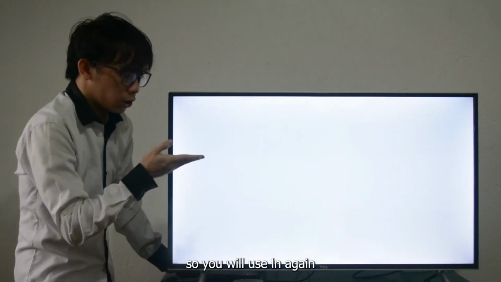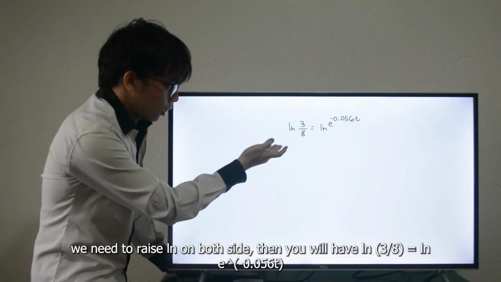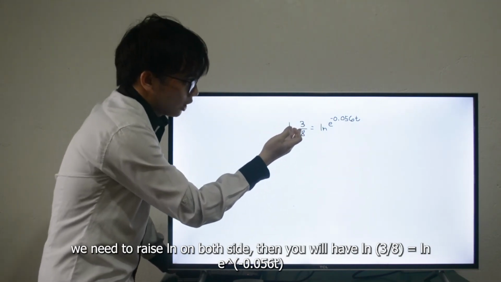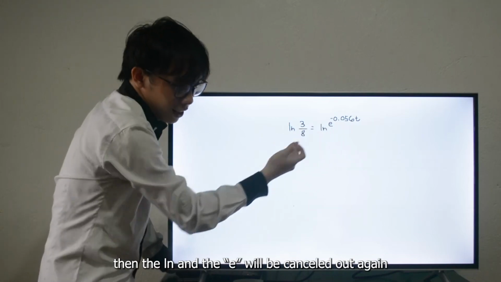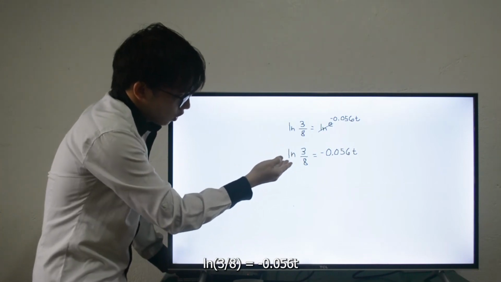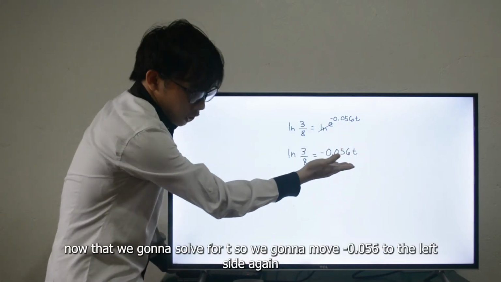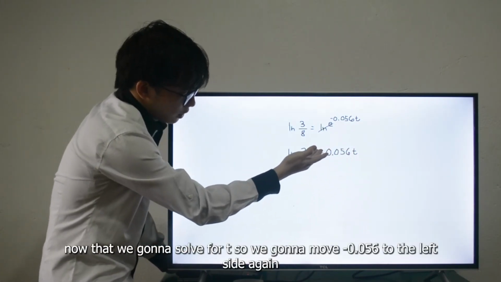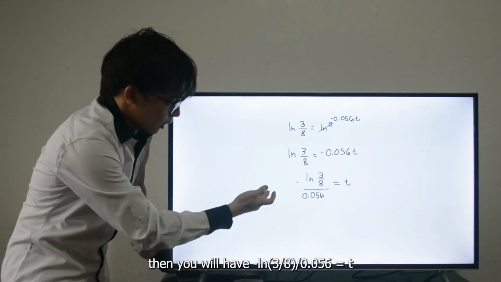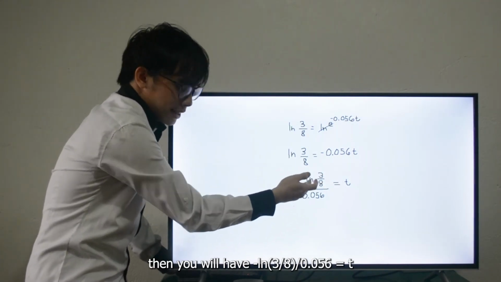So we will use ln. We need to apply ln on both sides. Then you will have ln 3 over 8 equals ln e raised to negative 0.056t. Then the ln and the e will be cancelled out again. Then you will have ln 3 over 8 equals negative 0.056t. Now that we're gonna solve for t, we're gonna move 0.056 to the other side. Then you will have negative ln 3 over 8 over 0.056 equals t.